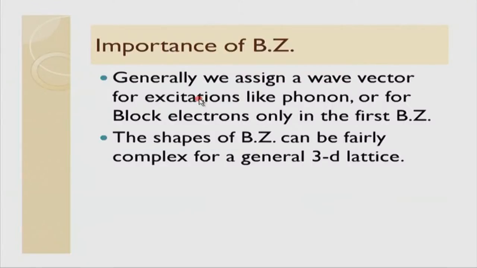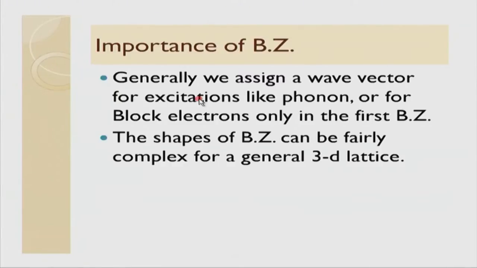Now, what is the importance of the Brillouin zone? As I said, normally we have various types of excitation in solid state physics, like phonons, which are lattice vibrations, and magnons, which are magnetic excitations. With all these excitations you can assign a wave vector. And it so happens that only wave vectors in the first Brillouin zone are of importance.